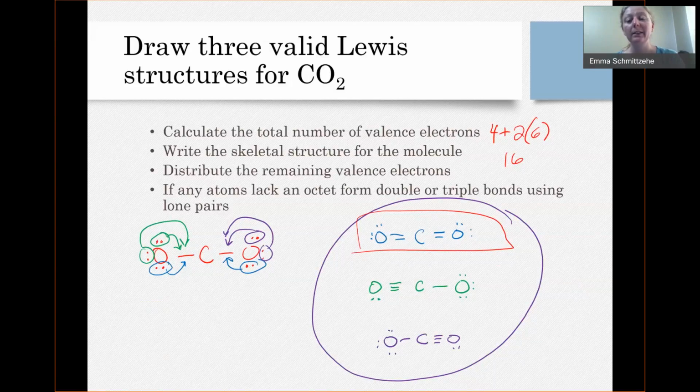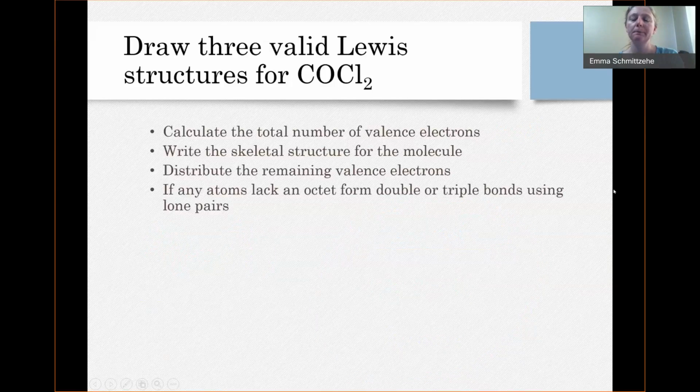Now, if you had different outer atoms, then it may be true that an uneven bonding would make sense. But in this case, it wouldn't. So those are three valid structures. In this case, the top one's the best structure. So the true structure of carbon dioxide really is carbon double bonded to two oxygens. Okay, now let's look at another one.